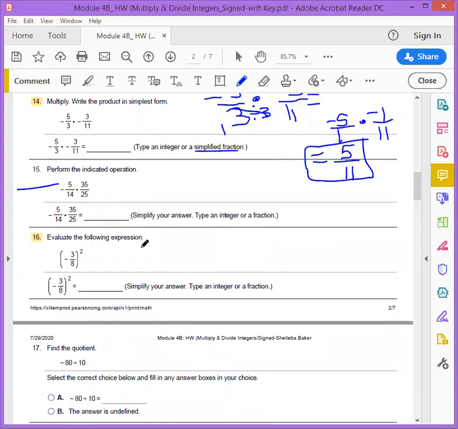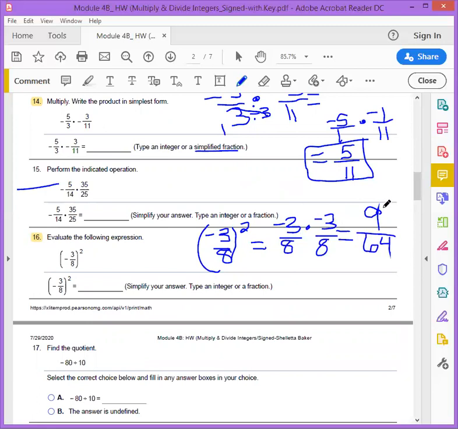All right, let's look at number 16. We have -3/8 raised to the second power. Well, we're really multiplying this -3/8 times itself 2 times. So -3/8 times -3/8. Now top times top, numerator times numerator, -3 times -3, that's +9. Bottom times bottom, 8 times 8, that's 64. And this is our answer, 9/64.